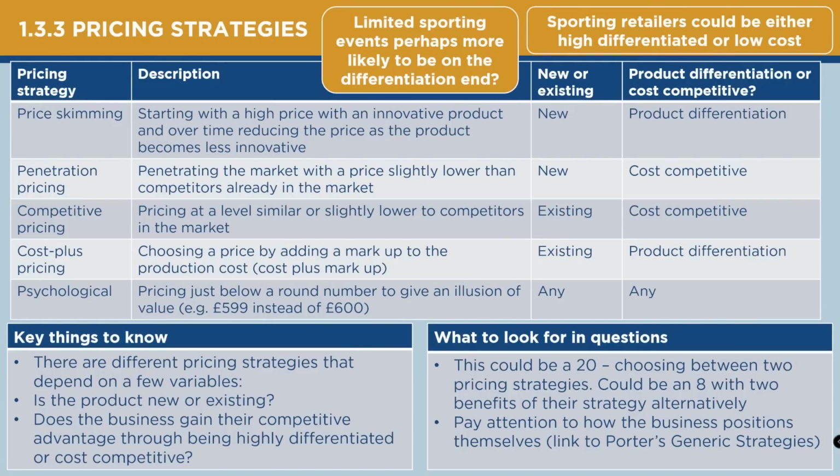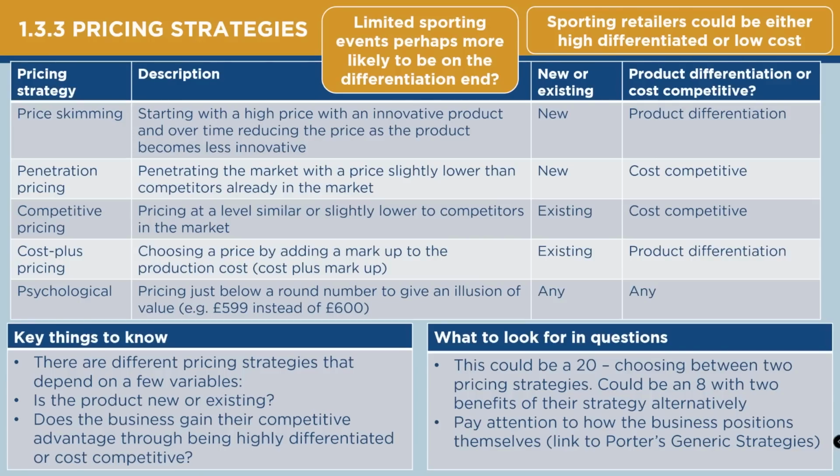So the first topic on the list is pricing strategies. Now, I've put a bunch of pricing strategies up on the screen here. We've got a few, and they can be categorized into two main categories. You've got new and existing, as in whether these are for new products or for existing products. So price skimming and penetration pricing are for new, and competitive pricing and cost plus pricing are for existing. And then they're also targeting different ends of the market. So some will target product differentiation, some will target cost competitive.